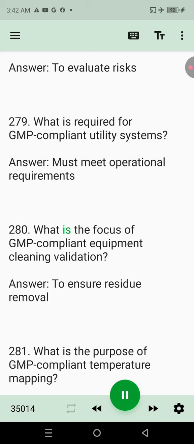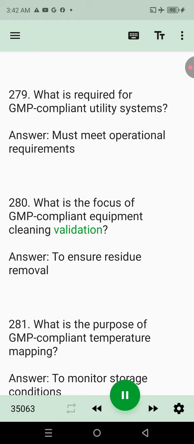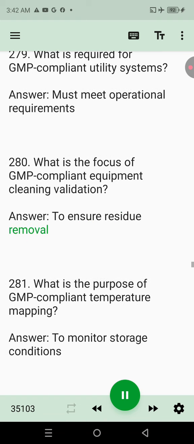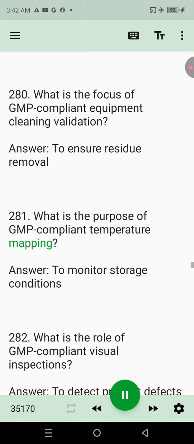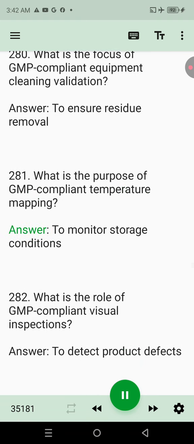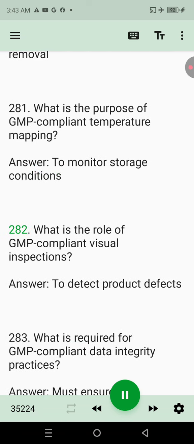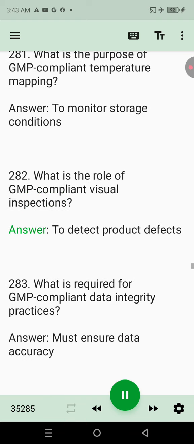280. What is the focus of GMP-compliant equipment cleaning validation? Answer: to ensure residue removal. 281. What is the purpose of GMP-compliant temperature mapping? Answer: to monitor storage conditions. 282. What is the role of GMP-compliant visual inspections? Answer: to detect product defects.